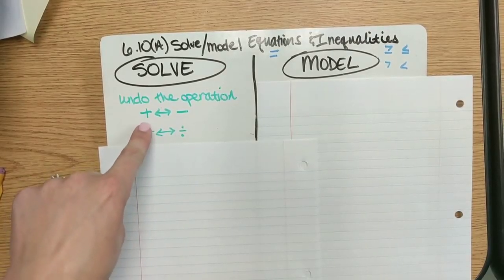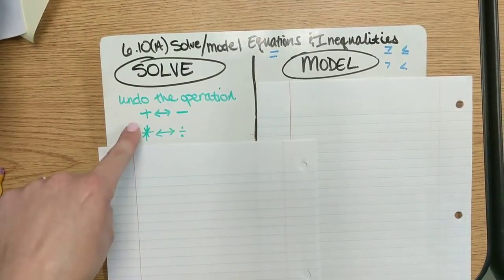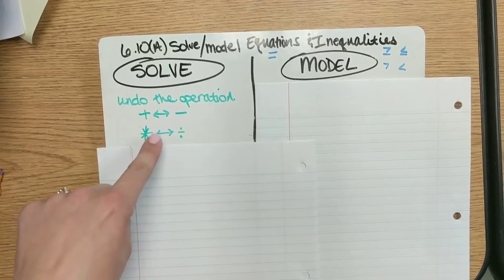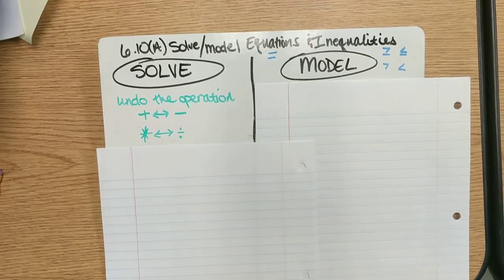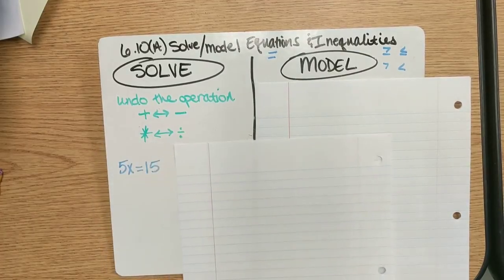So if something's being added to the variable, we subtract, and the opposite, if something's being multiplied to the variable, we divide, and we would do the opposite. So they undo each other. Let's look at one example.